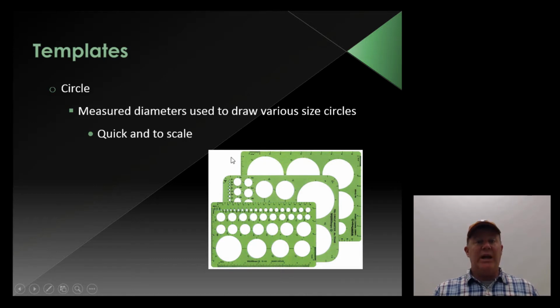They're all circles. You can get them for squares. You can get them with triangles and all kinds of things. Measure diameters to draw various sizes of circles. They're quick and they're to scale.